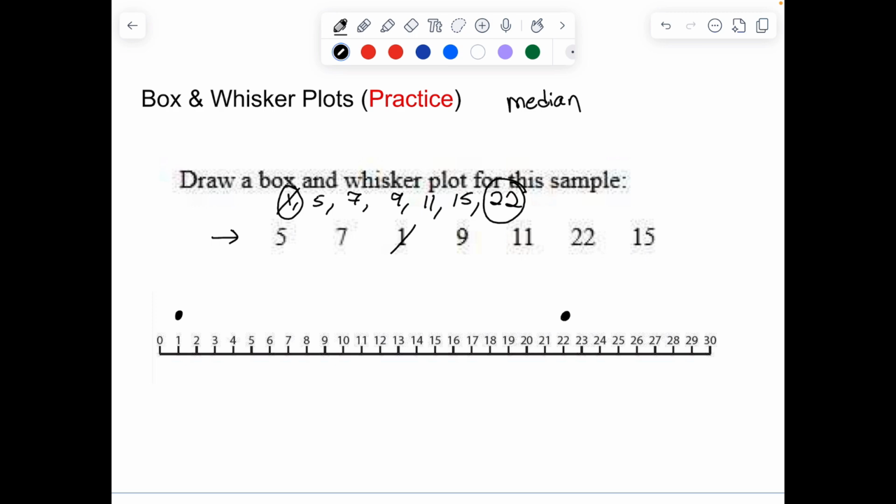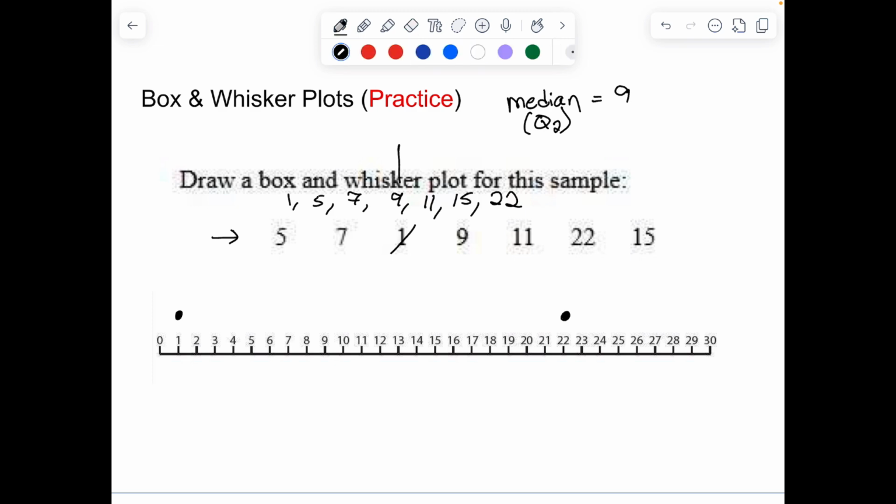Let's eliminate one from the front, one from the back, one from the front, one from the back, front, back. Our median is 9. That also means our Q2 is 9. Now if we split our data from our median, let me erase some of this stuff so I don't have to rewrite it.